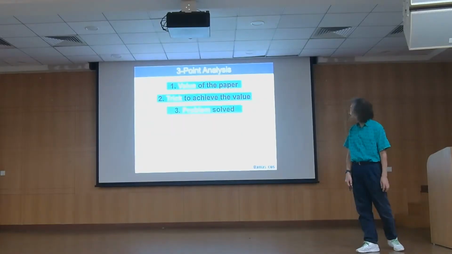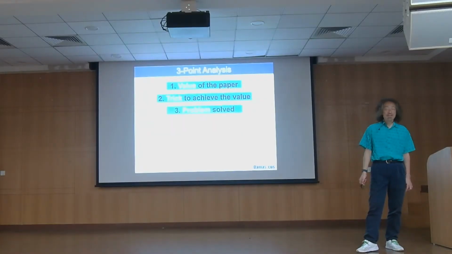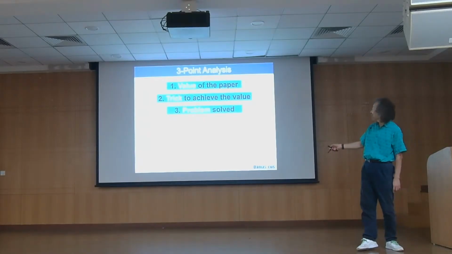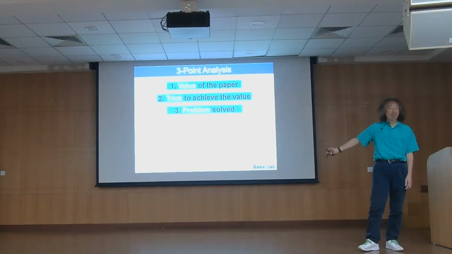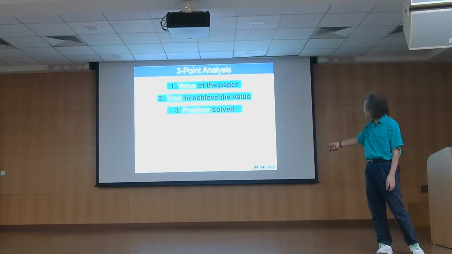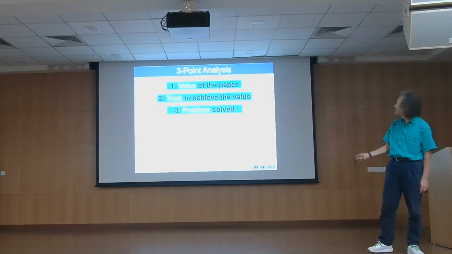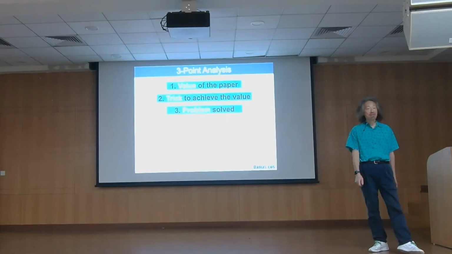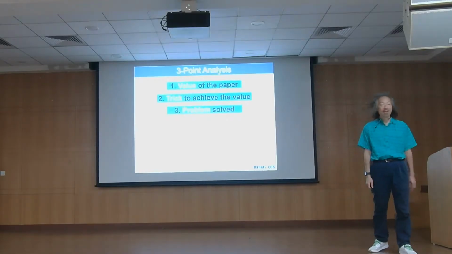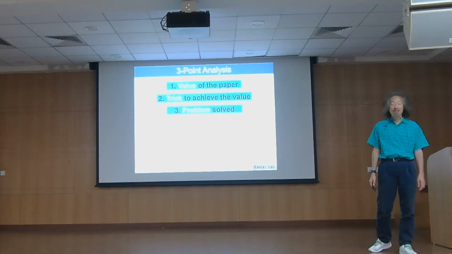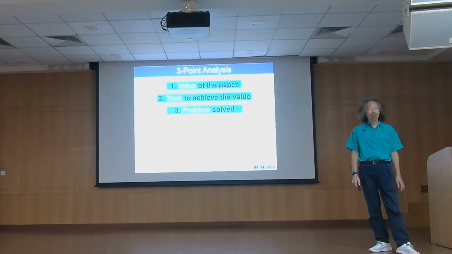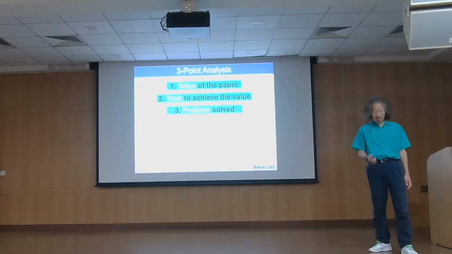Now, this shows the process of the three-point analysis. The most important things are the 3 points. The first one is the value of the paper or of your research. The second one is the trick to achieve the value. Without your trick, you cannot achieve this value. So the problem exists still there. And the last one is to clarify the problem you have solved in the course of your research.